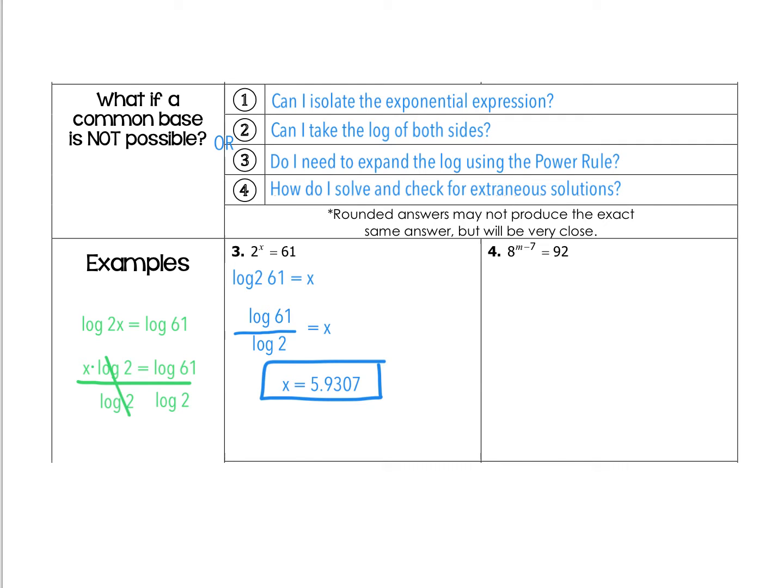And so this side will cancel. And if you notice, I'm left with x is equal to the log of 61 over the log of 2, which is the exact same as over here. And that's why the change of base formula works, because I end up with that same number. And so if I were to type this into my calculator, obviously I would end up with x equals 5.9307. So I'm going to let you choose when you solve these exponential equations using logs. You can choose which method you want.